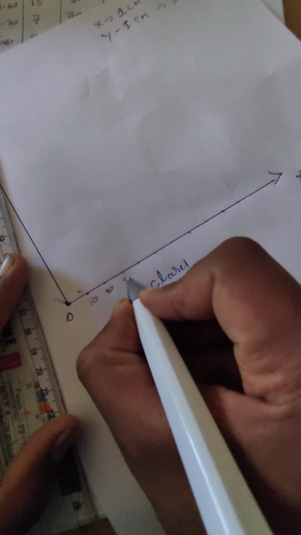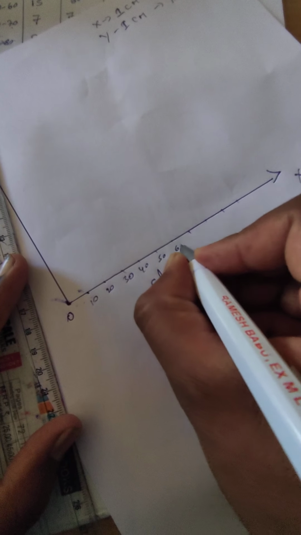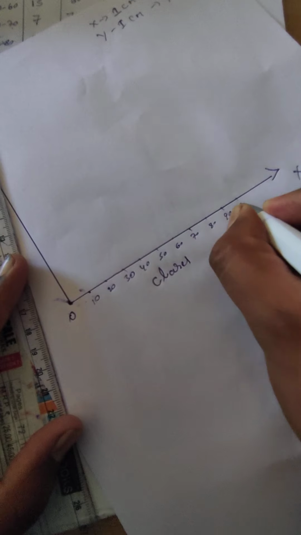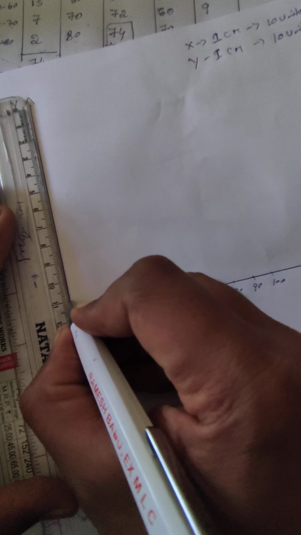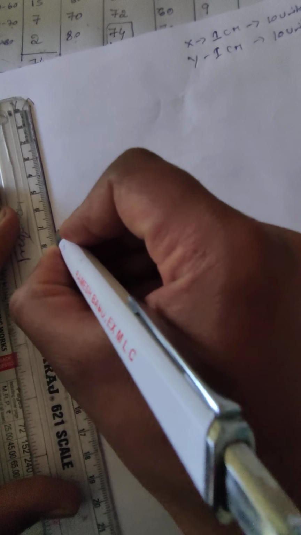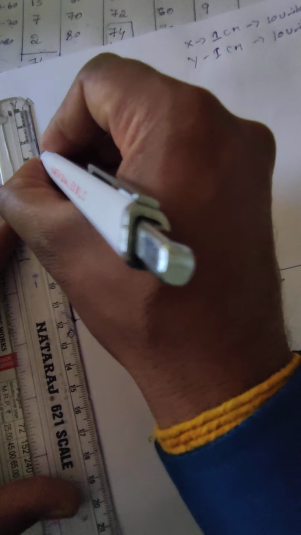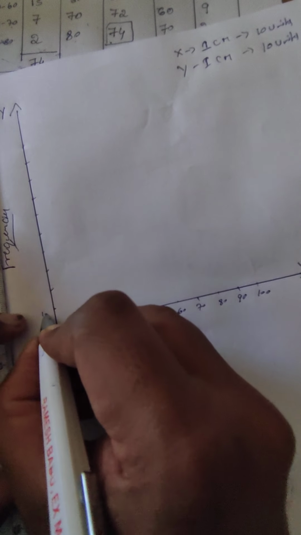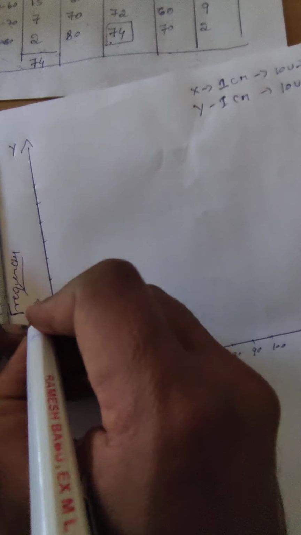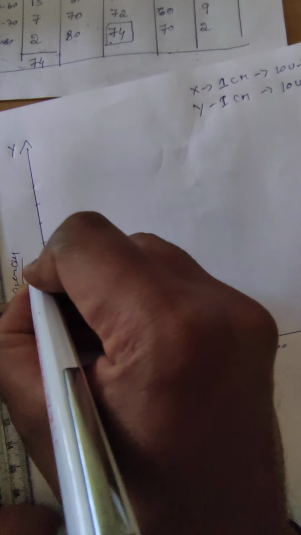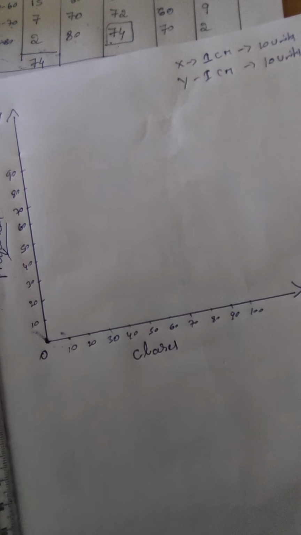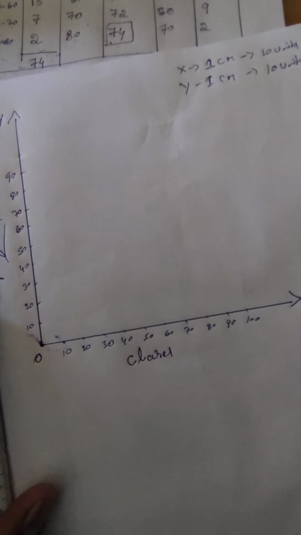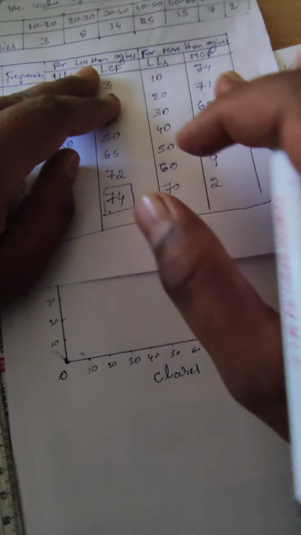10, 20, 30, 40, 50, 60, 70, 80, 90, 100. Here also same. 1 centimeter is equal to 10 units. 10, 20, 30, 40, 50, 60, 70, 80, 90. Okay, students. After identifying that, next we have to see the less than ogives and more than ogives.